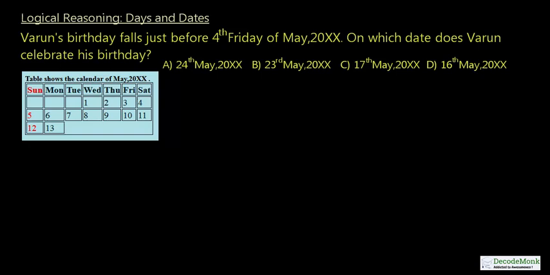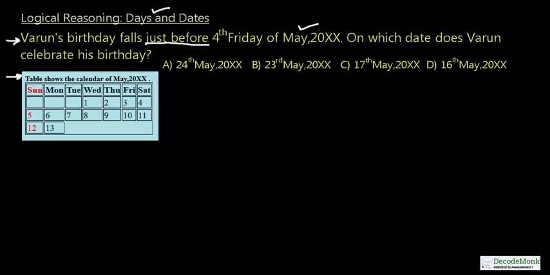This question comes under logical reasoning and is related to days and dates. The question reads: Varun's birthday falls just before 4th Friday of May 2000XX. On which date does Varun celebrate his birthday? And then you are given the calendar of this particular month, that is May 2000XX, and you are given four options from which you have to choose the correct option.